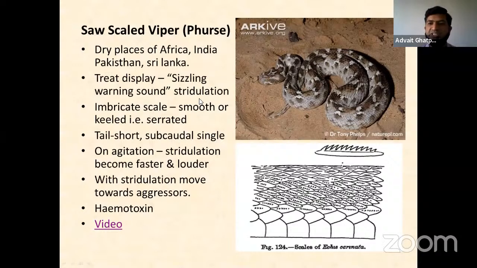आणि त्यांनी तो समोरच्याला घाबरवतो की मी डेंजरस आहे, माझ्यापासून लांब थांब. Okay, so tail is generally short, subcaudal single असते यामध्ये. हे काय तुम्हाला थोड्या वेळाने समजेल. On agitation स्ट्रायड्युलेशन दाखवतो आणि faster and louder होत जातात स्ट्रायड्युलेशन, आणि तो aggressively move करतो. त्याचं जे वेनम आहे ते हिमोटॉक्सिक आहे. इथे मी याचा व्हिडिओ दाखवणार आहे कारण की याच्यामध्ये याचे स्ट्रायड्युलेशन्स दाखवलेले आहेत.